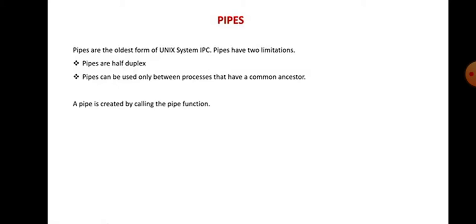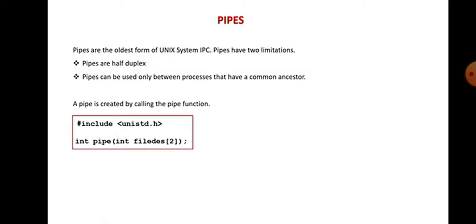Let us see the syntax of pipe. A pipe is created by using the pipe system call, and these are the arguments. File descriptor is an array of integer type that has 2 possible values. Let us see the 2 possible values later. And this function will return 0 if the pipe function is successful, and it will return -1 on error.